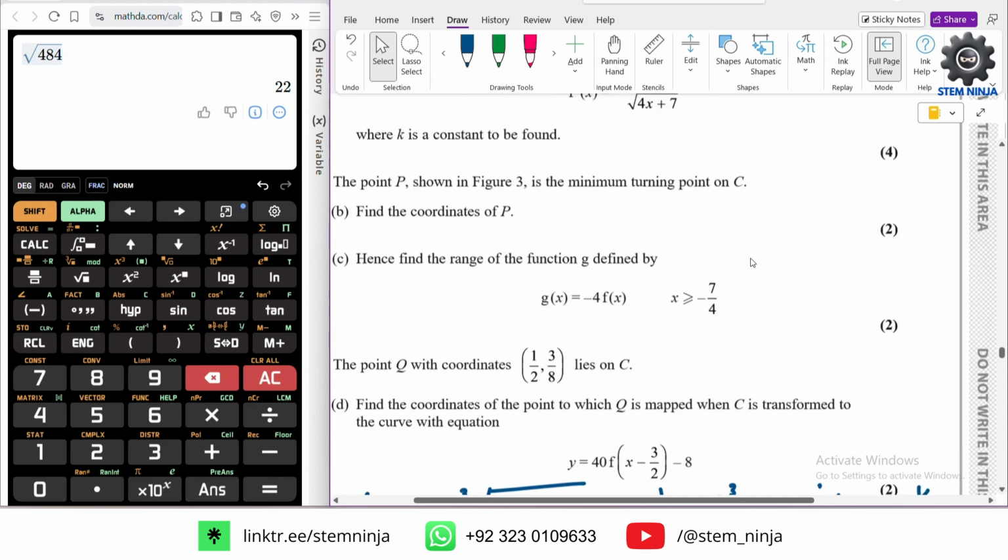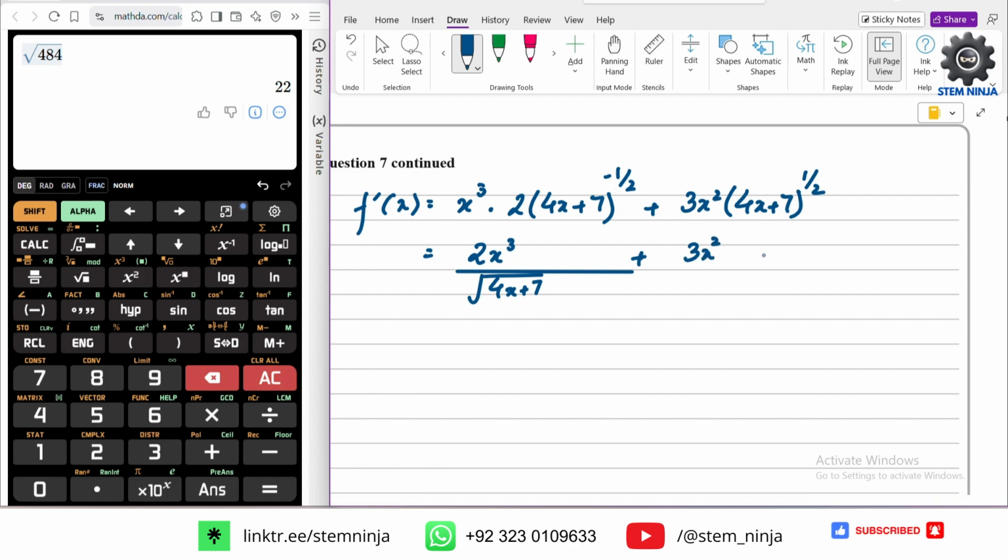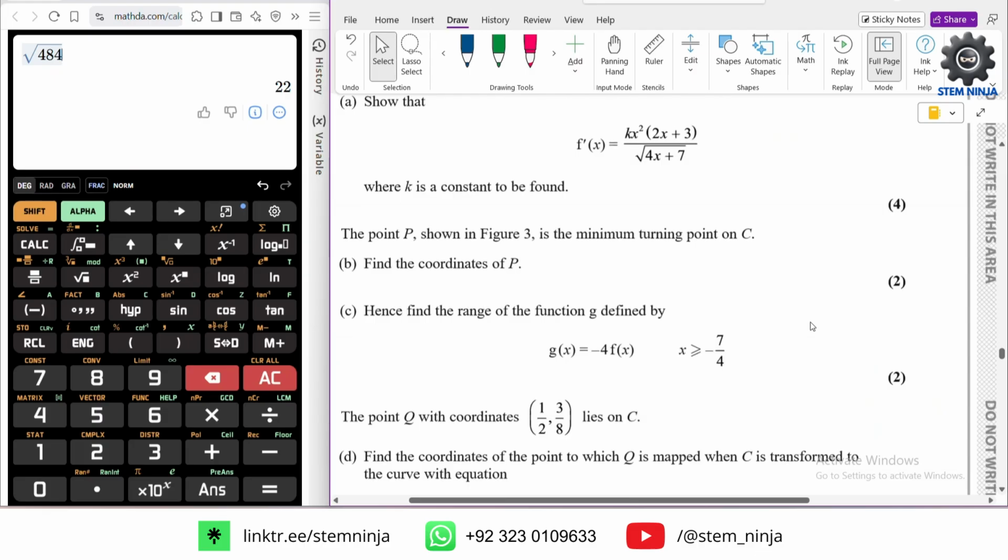2x plus 3. Okay, let's figure out how we are actually getting 2x plus 3. So you have 2x cubed root 4x plus 7 plus 3x squared root 4x plus 7. Wait a second, let's see again.